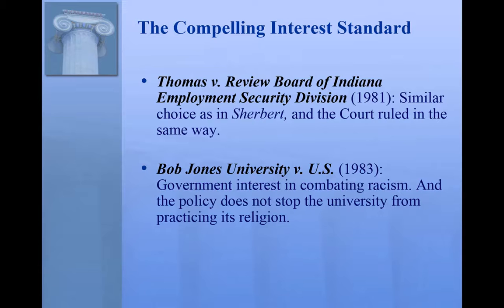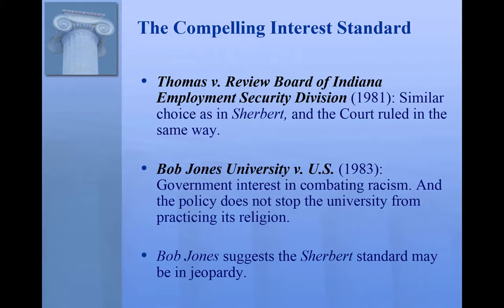And the Supreme Court says that government's interest in combating racism is compelling enough to uphold the policy that took away federal funds for universities that practice certain forms of racial discrimination. And furthermore, the court said not getting that federal money doesn't stop the university from practicing its religion. And in fact, they were right. Bob Jones University exists today, despite not getting any federal funds. It kept its policies because it's a private institution. It just simply doesn't take any federal money.